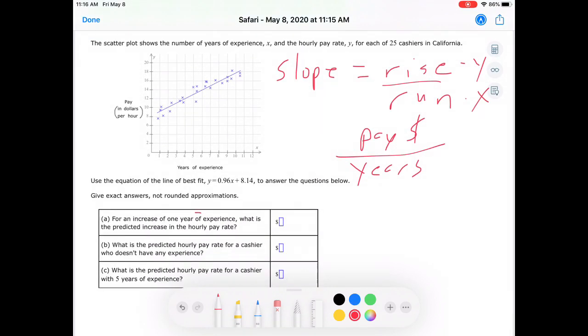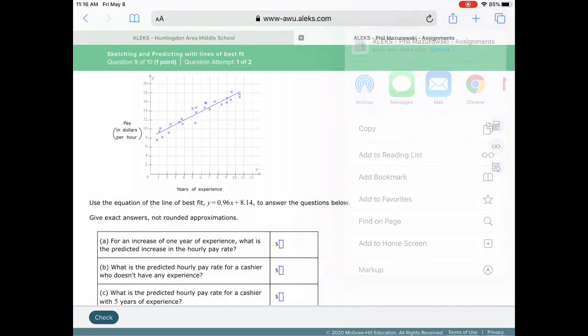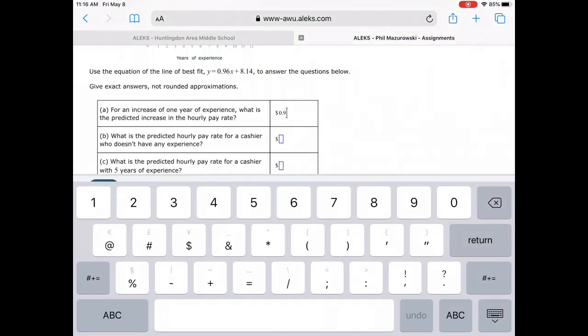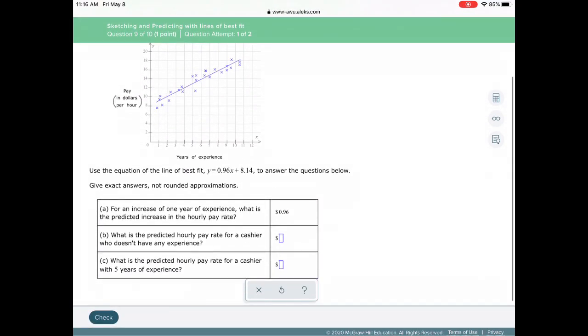All right, for an increase of 1 year, so when x increases 1, so when we go over 1, how much do we go up? All right, which is exactly rise over run, which is exactly the slope. So when we're looking at this, y equals mx plus b, we're trying to identify the m, which in this case is 0.96. All right, so just another way to look at finding the rate of change or what that rate of change means.